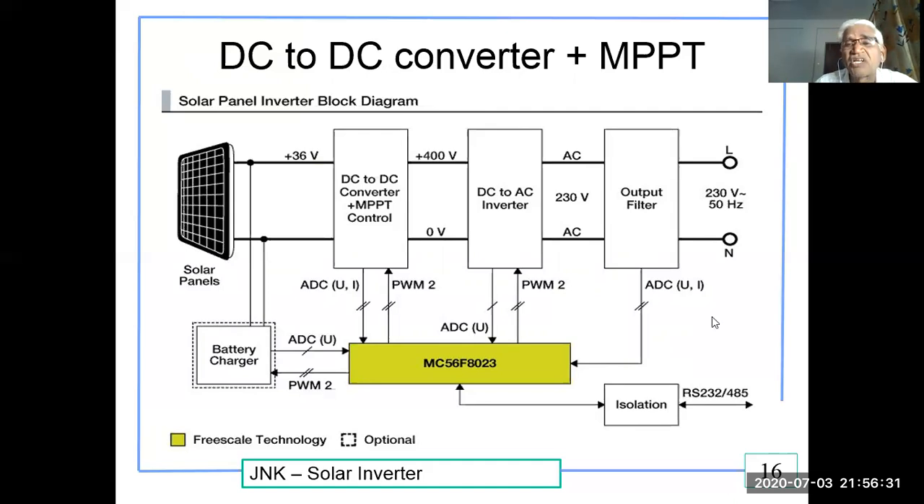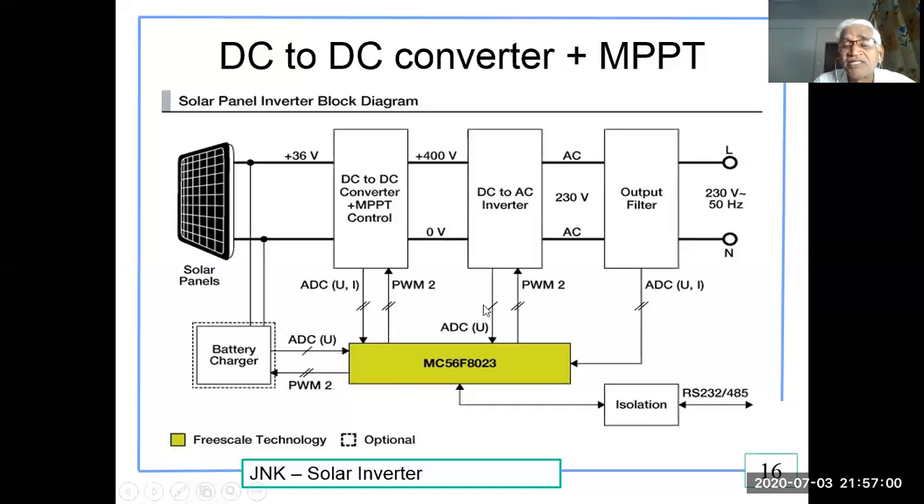So you can see this block diagram: DC to DC converter plus MPPT. The solar panel is giving an output of 36 volts that is going to a DC to DC converter. It changes from the 36 volt level to a 400 volt level here, and there are MPPT connections as well. This particular chip takes a signal depending on the insolation value available here, and this is the DC to AC inverter.